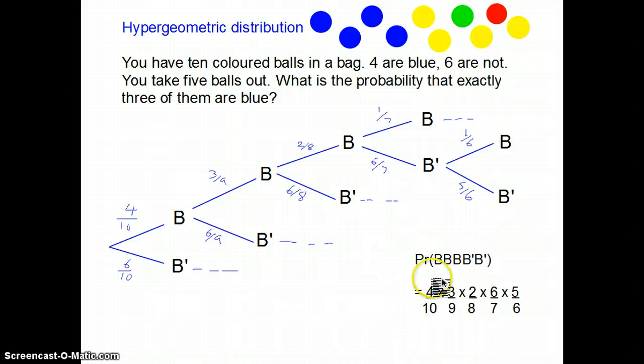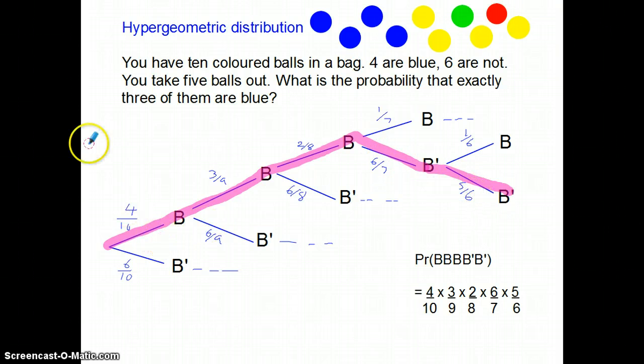Now, if we have a look at this, one successful path through this would be to get blue, blue, blue, not blue, and not blue. So that's giving me exactly three blue balls. Blue, blue, blue, not blue, not blue, which is 4 on 10 times 3 on 9 times 2 on 8 times 6 on 7 times 5 on 6. But there are lots of different ways that we could get 3 blue balls and 2 not blue balls.